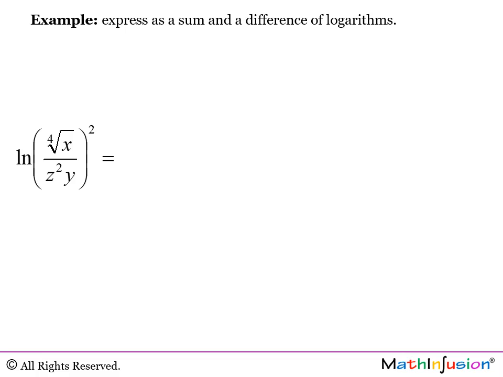Example, express as the sum and the difference of logarithms. So now we're going to do exactly the opposite of what we did before. First, I'm going to apply the rule of exponents to get rid of this power of 2. I just have to multiply each one of the roots or the exponents in the brackets by 2. And instead of 4th root of x, I get only square root of x. Instead of z to the power of 2, when I square it, I get z to the 4. And instead of y, I'm going to have now y to the power of 2.